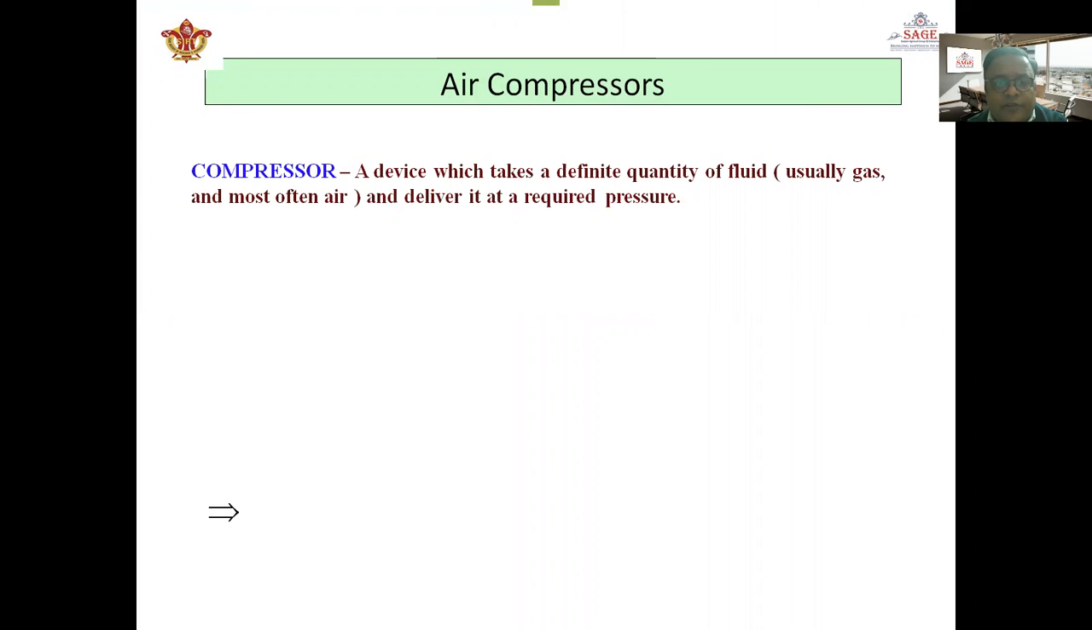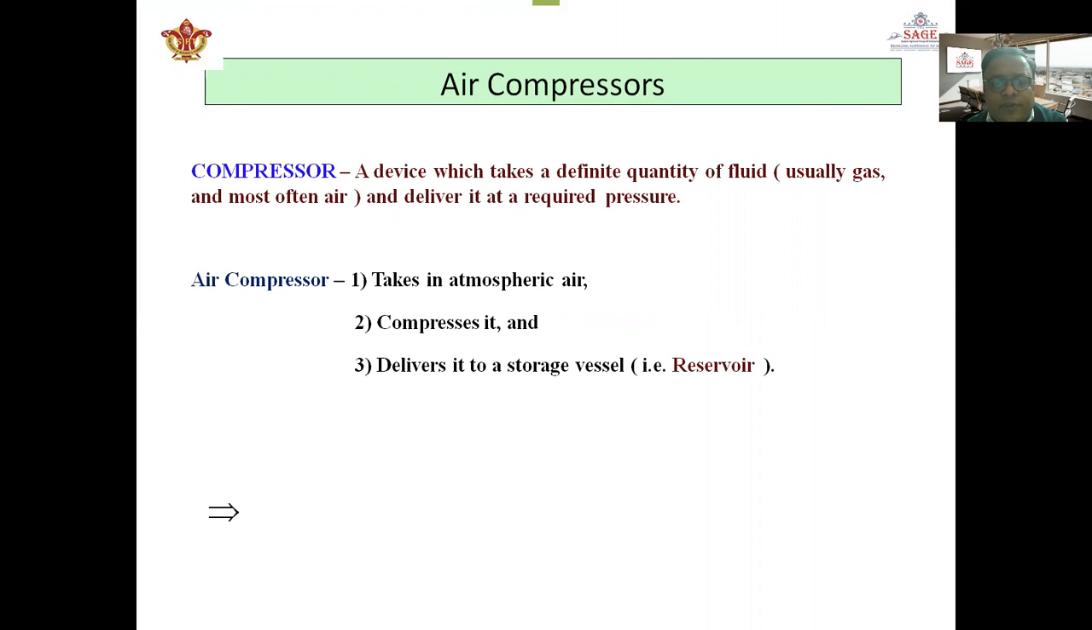What is a compressor? Already discussed in the previous class, but today I will discuss the compressor again. It is a device which takes a definite quantity of fluid, usually a gas and most often air, and delivers it at a required pressure. This is the main function of the compressor. In an air compressor, the sequence of operation takes in atmospheric air, compresses it, and delivers it to the storage vessel, which is called a reservoir.